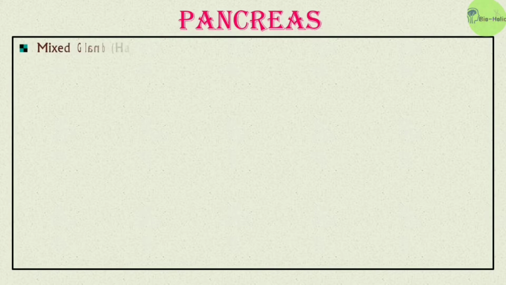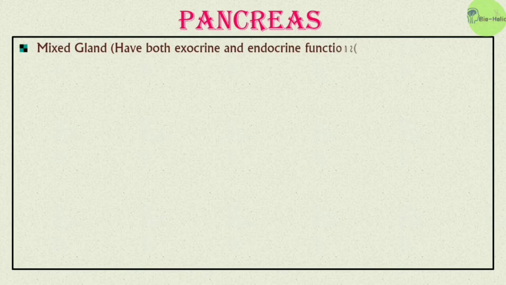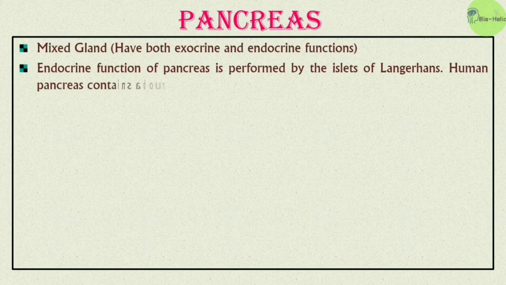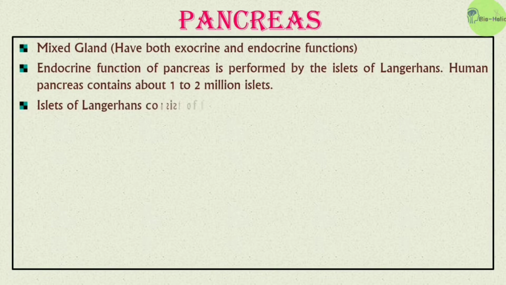We all know that pancreas is a mixed gland that has both endocrine and exocrine functions. Endocrine functions of pancreas is performed by the islets of Langerhans, and human pancreas contains about 1 to 2 million of islets. Islets of Langerhans consists of 4 types of cells.